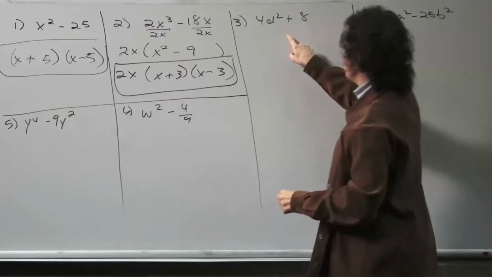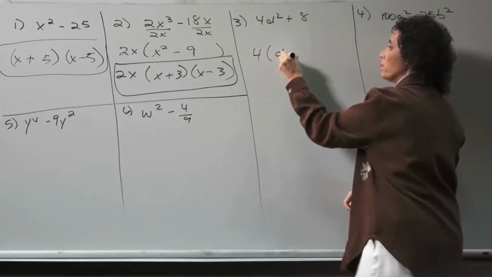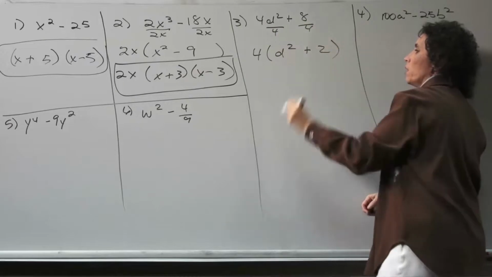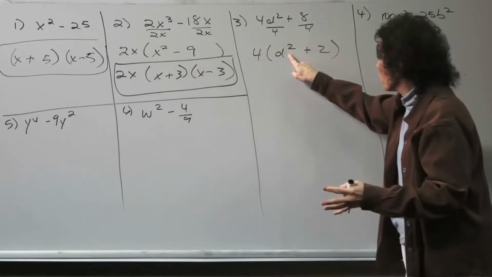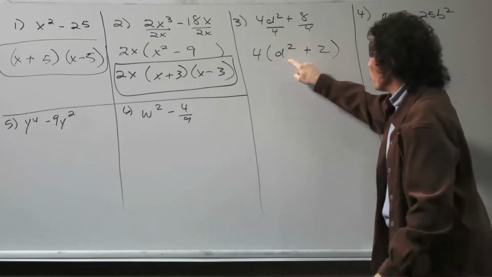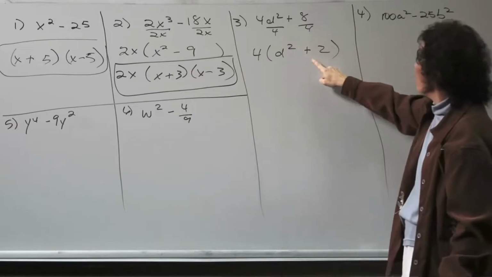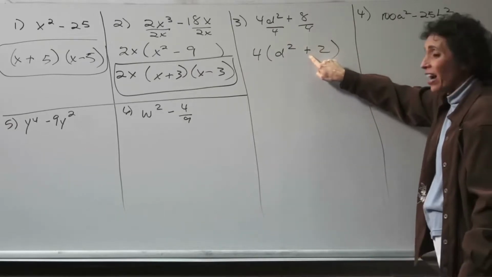All right, 4d squared plus 8. We look for a GCF. We have one. Sorry, I have to divide by 4. Now we have to go inside the parentheses. Because they're not linear, we maybe still can factor this. We check our terms. There are 2. We check for the difference of 2 squares. That's a perfect square. That's not a perfect square. And that is a plus anyway, so we can't factor it.